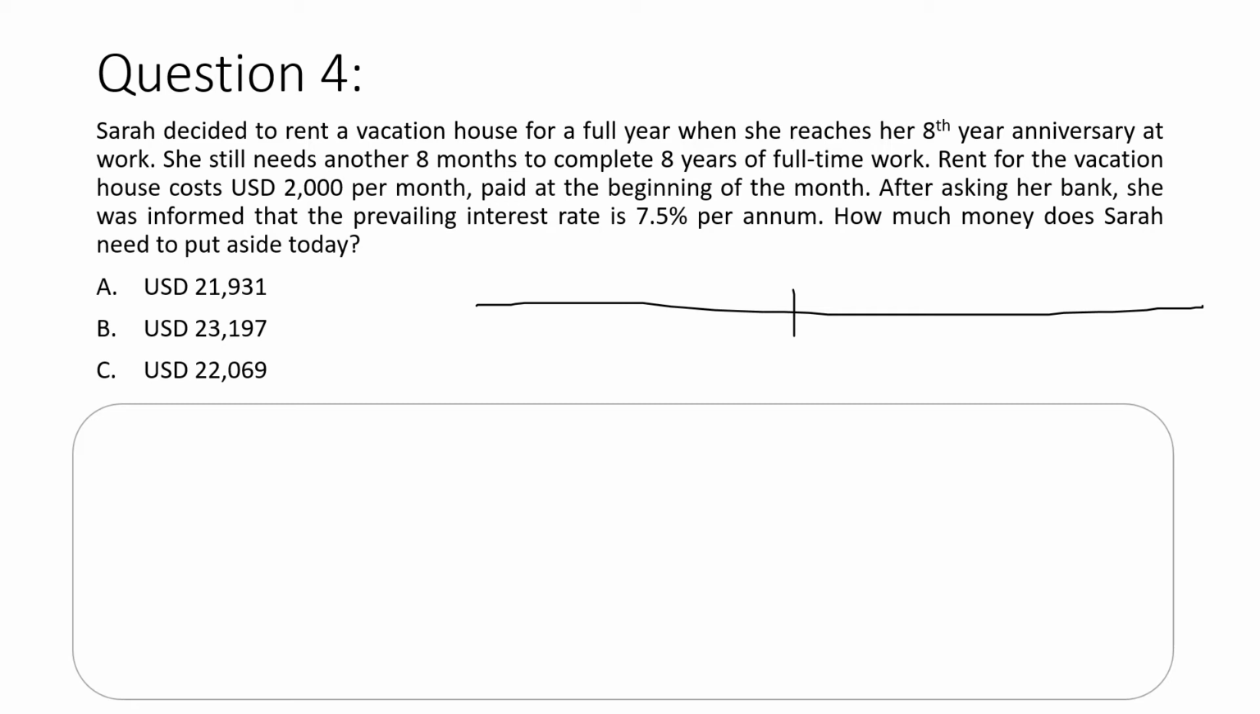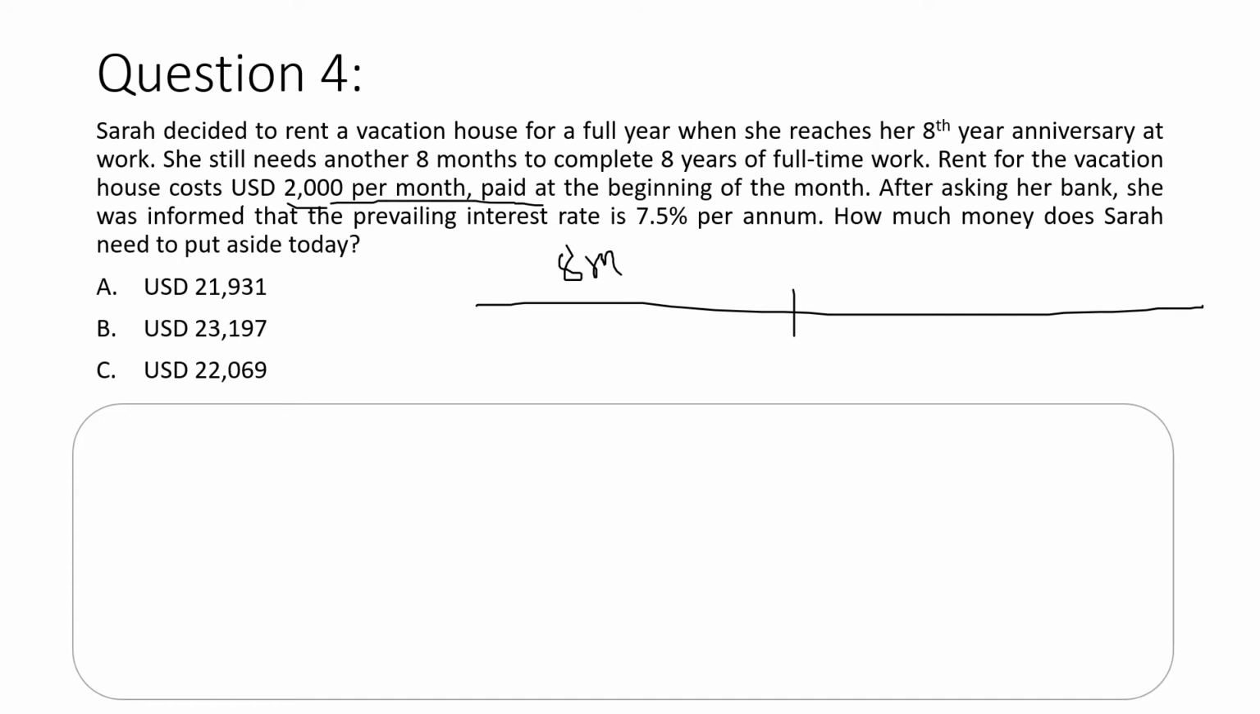Okay, so if she is going to start renting the apartment when she completes her 8 years at work, that's after 8 months. And the question is, if the apartment rent costs $2,000 per month, how much should she have at the bank today, given that the interest rate is 7.5% per annum? Now, rent is $2,000 per month.